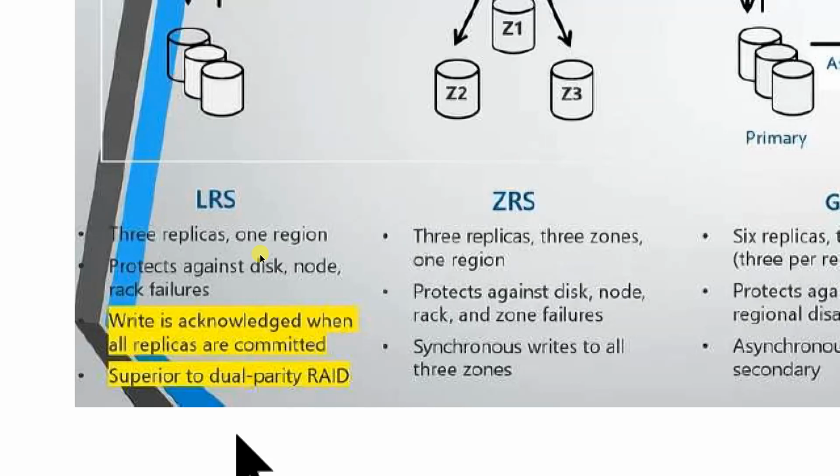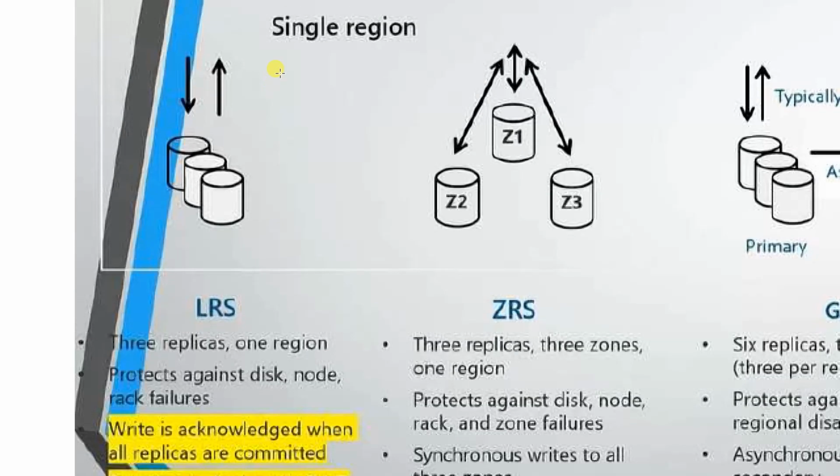But if the availability zone goes down, there will be a total outage, because we are not keeping these copies in multiple availability zones; we are keeping them in the same availability zone. While keeping multiple copies in the same availability zone, if the zone goes down, the data will be lost. That is LRS.